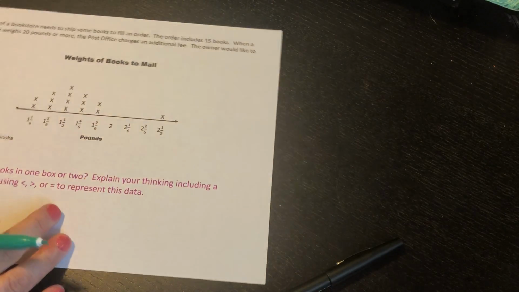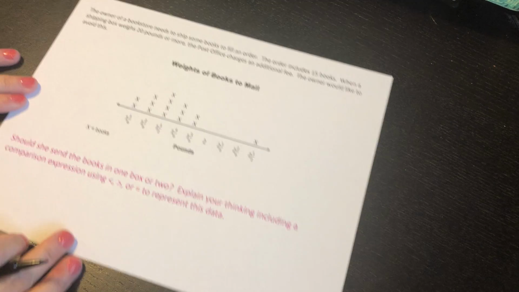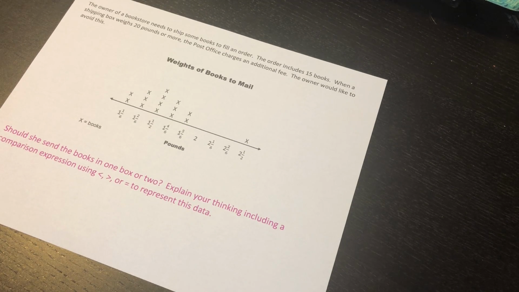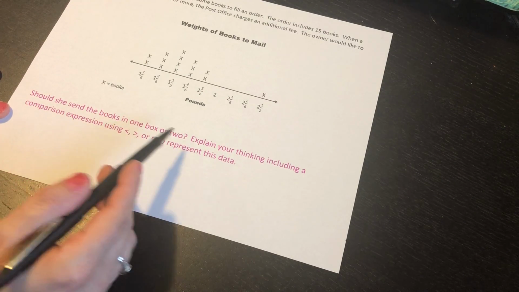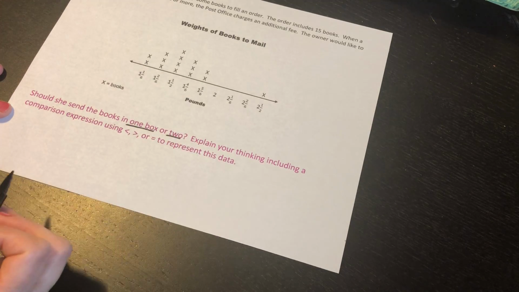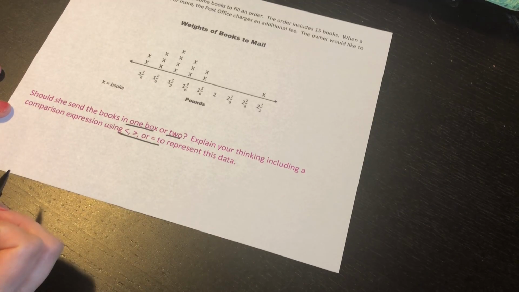All right, I'm going to show that process one more time, except this time we're going to have mixed numbers. All right, the context of this line plot is the owner of a bookstore needs to ship some books to fill an order. The order includes 15 books. When a shipping box weighs 20 pounds or more, the post office charges an additional fee. The owner would like to avoid this. So using the line plot, we have to answer this question. Should she send the books in one box or two? Explain your thinking, including a comparison expression using one of the symbols to represent the data.